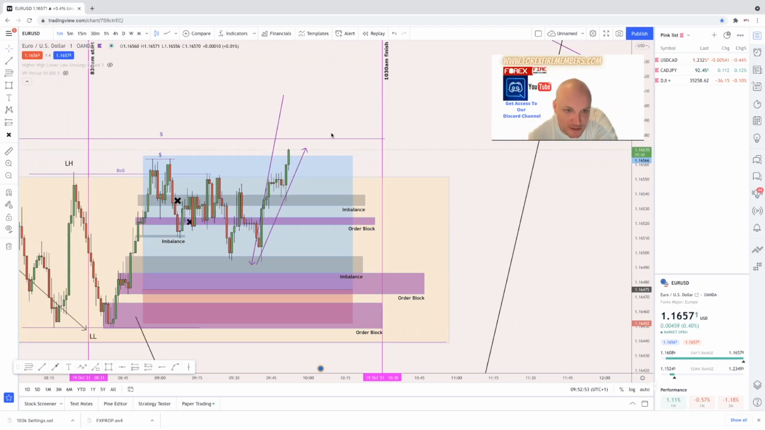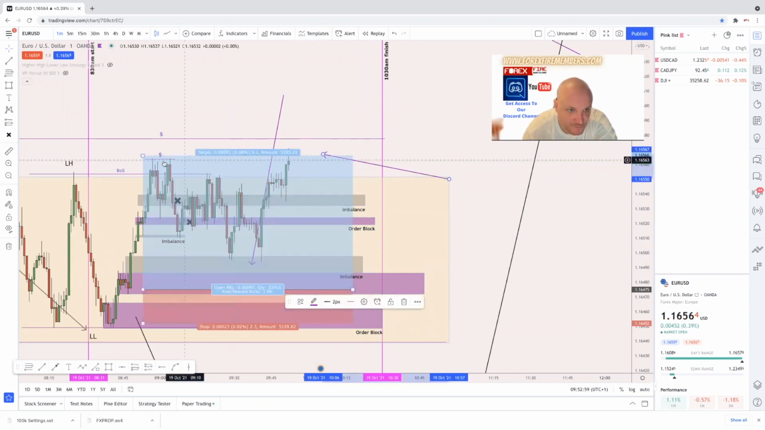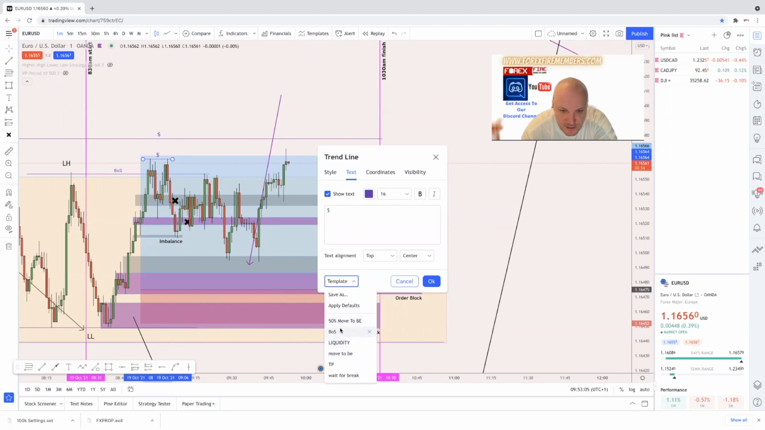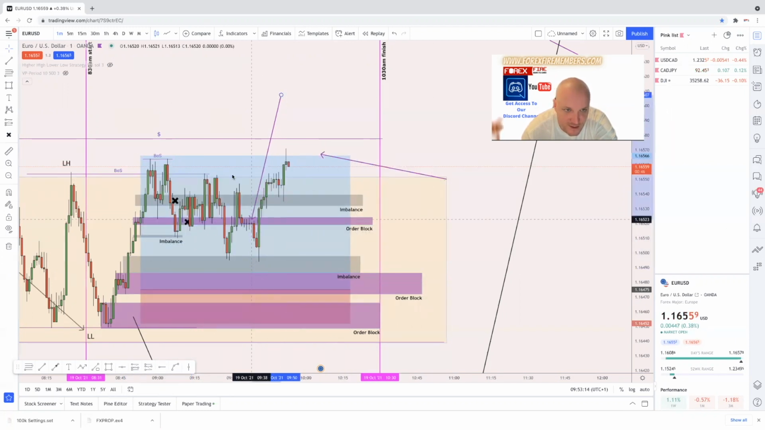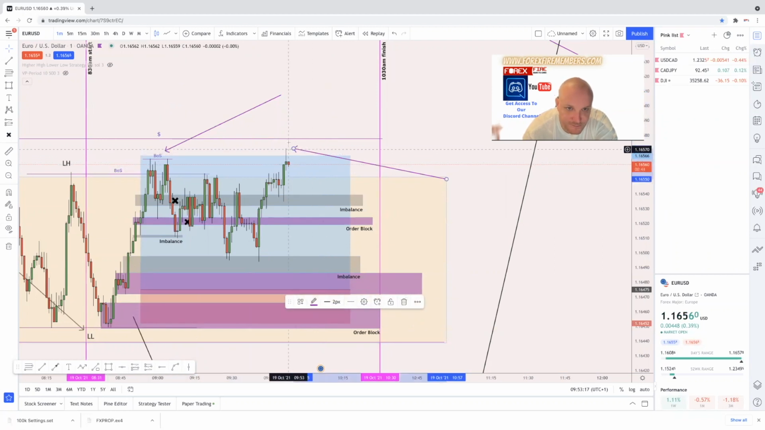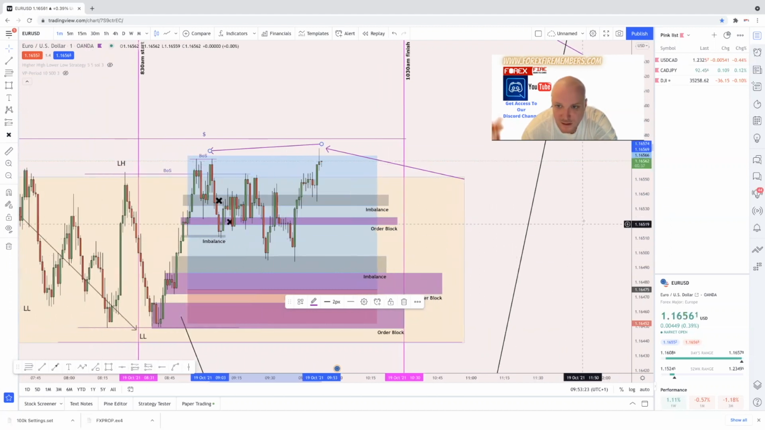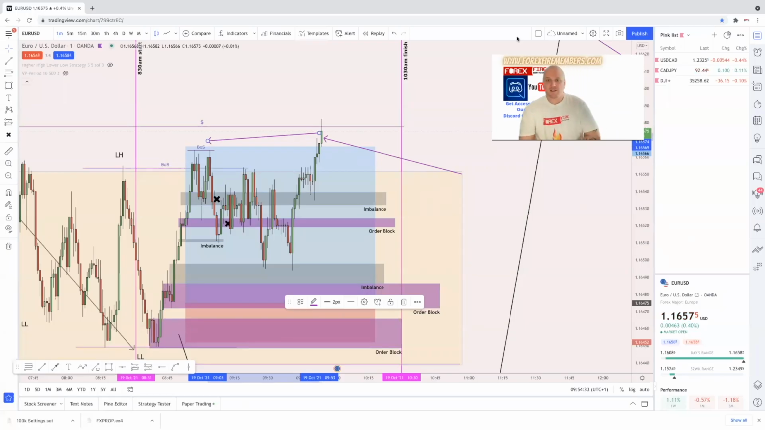So we can see now we've had that mitigation into this imbalance area. This area here now has been taken. So there's been a break of structure there, if that makes sense. So if you just bear with me, I've got someone at the door, guys. Hi guys, sorry about that. Yeah, so we've had a break of structure on here.